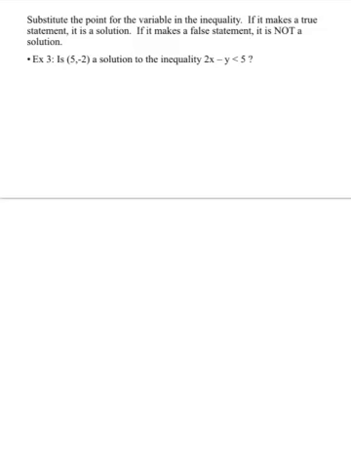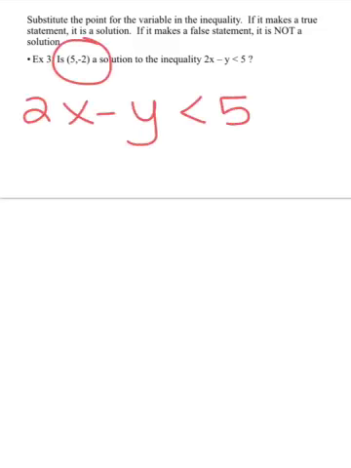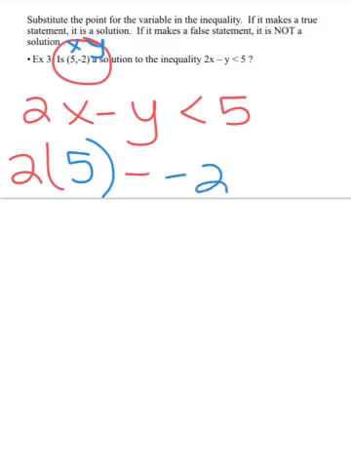Okay, it says, is (5, -2) a solution to the inequality 2x minus y is less than 5? So you're going to take 2x minus y is less than 5, and you're going to plug in these two numbers. Keep in mind that a point is in the order x, comma, y. So I'm going to plug in 5 for x, and then negative 2 for y.